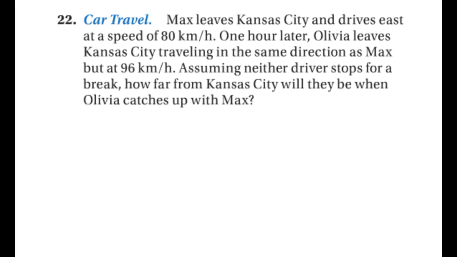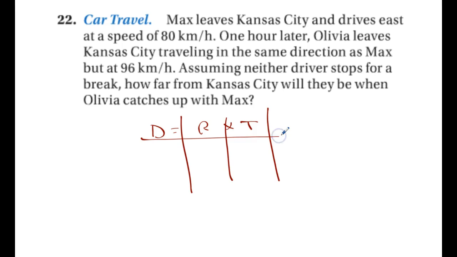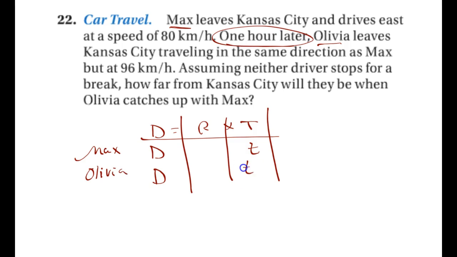A couple more here. A car, whenever they talk about speed, I think I'm going to use the distance equals rate times time chart again. So the distance is going to be the same. Max and Olivia are both taking off in the same place. They're going to drive the same amount of distance, because we want to know if Olivia takes off an hour later. So if Max goes for time t, Olivia is going to be driving for 1 hour less. So I'll put t minus 1 there.